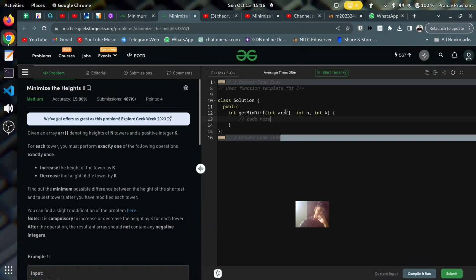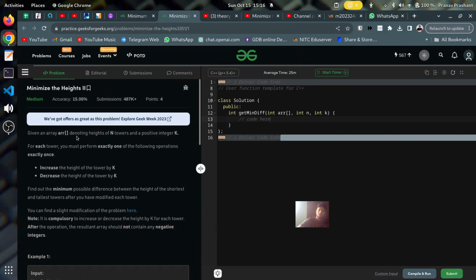We'll be solving this question, that is, minimize the heights. It is a medium level question as per GFG, but I guess it is not that easy to be put under this category, and the accuracy percentage is a very solid indicator of that. Accuracy with just being 15.06 percent out of over 5 lakh submissions. So let us read the question.